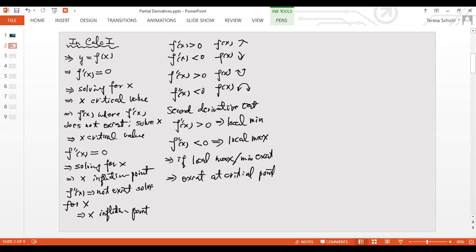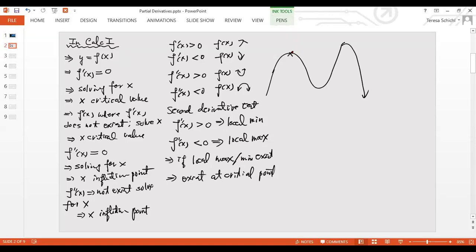For this topic, we have similar things. So we said this is a local max, local min. In Calculus 1, we say, okay, here, this area, this point here.